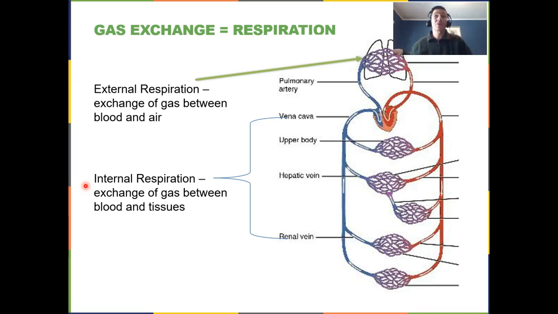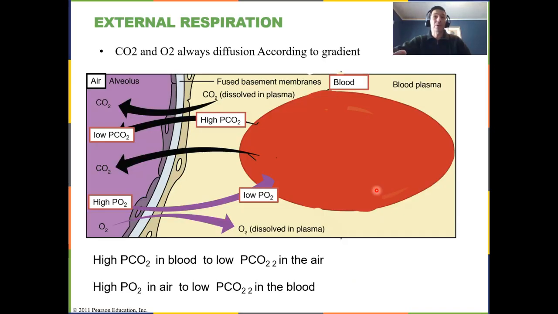When we talk about these two processes, we want to understand two things. One is, which way is each gas going to go? And two, what are the partial pressure gradients, or where is the partial pressure of each gas higher or lower? If you simply think about what needs to happen in your lungs and what needs to happen in your tissues, then you should be able to intuit which way the gases are going to diffuse, and then you just make the partial pressure gradients match the movement of the gases based on what you know about diffusion.